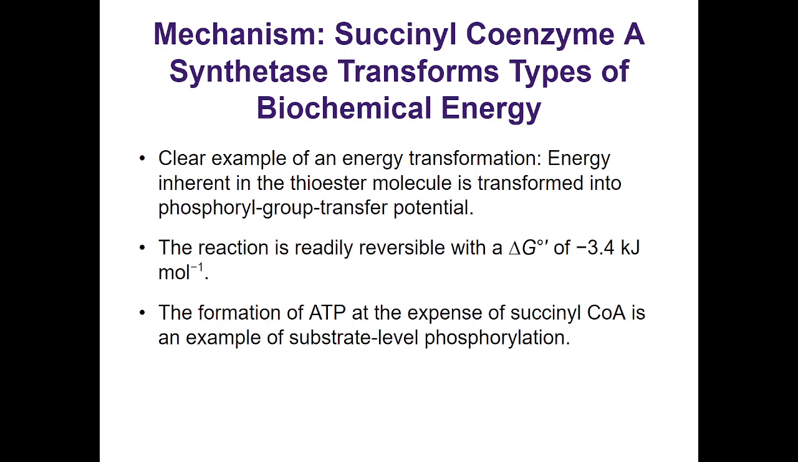Remember, most reactions are up in the 80s, right? So a negative 3.4 is almost nothing, isn't it? That's very, very near spontaneous in either direction, an equilibrium state, okay? So the formation of ATP at the expense of the succinyl-CoA is going to be an example of substrate level phosphorylation.